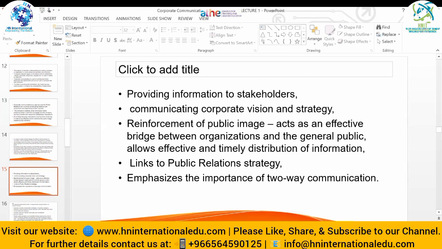Reinforcement of the public image, which acts as an effective bridge between the organization and the general public, allows effective and timely distribution of information. That is what happens at the stock exchange. The information should be very clear and should be presented in a timely manner. Only then are the shareholders motivated to invest in your organization.